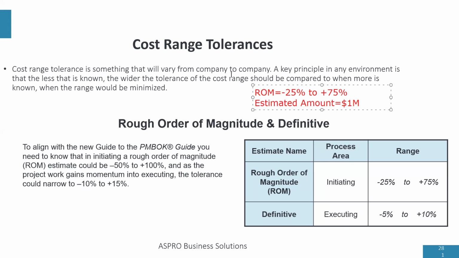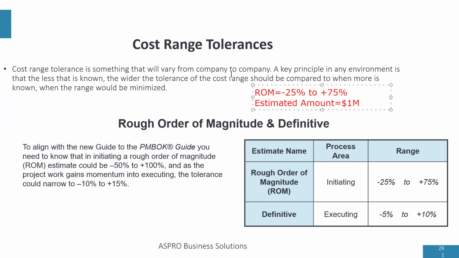Okay, I want to ask a question. Are you trying to say that the range will always be fixed? It's always going to be minus 25% to plus 75%? Yes, that is a rough order of magnitude. So I can use this if I'm trying to create a business case and I'm trying to see, will this project be worth it? And I'm using rough order of magnitude. And if it still makes sense with the rough order of magnitude, then it means it makes a lot of sense.